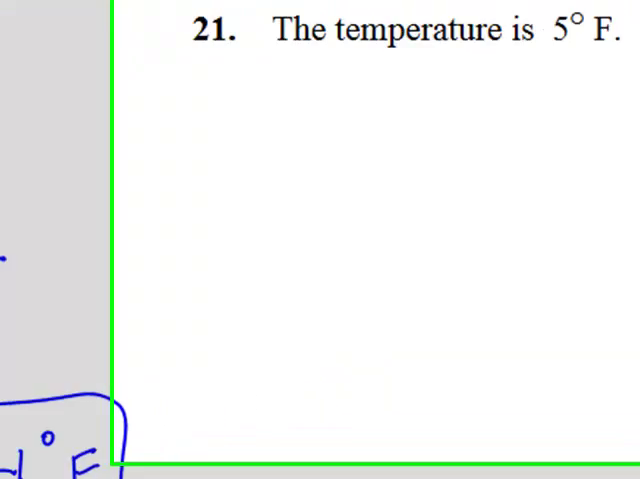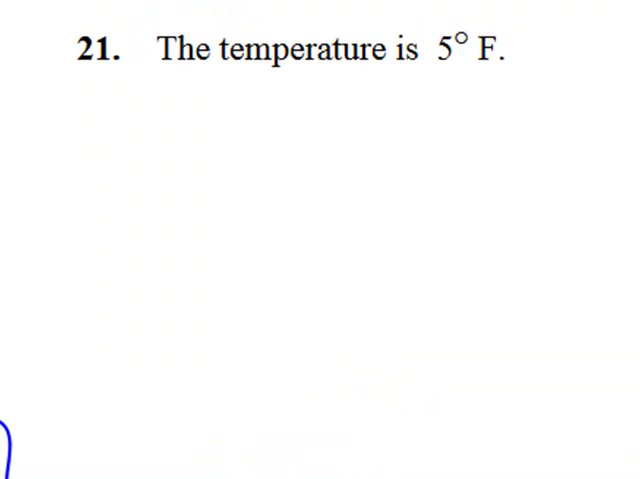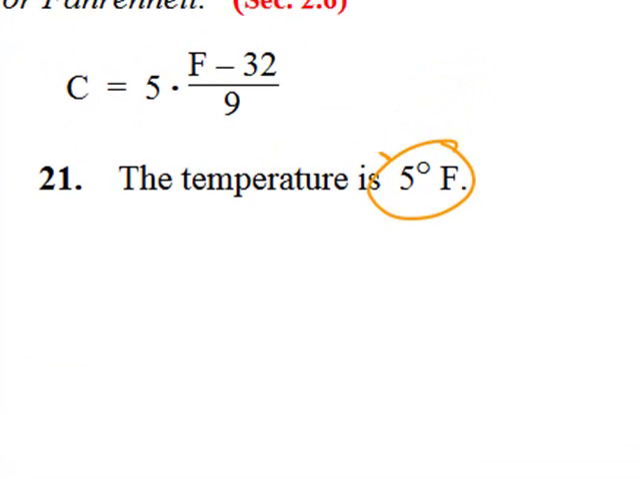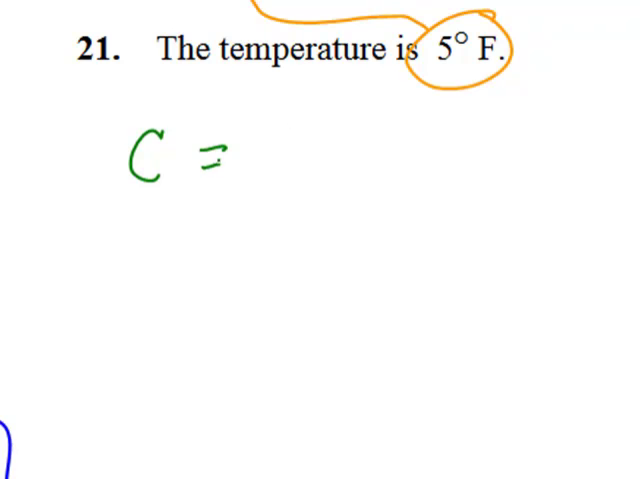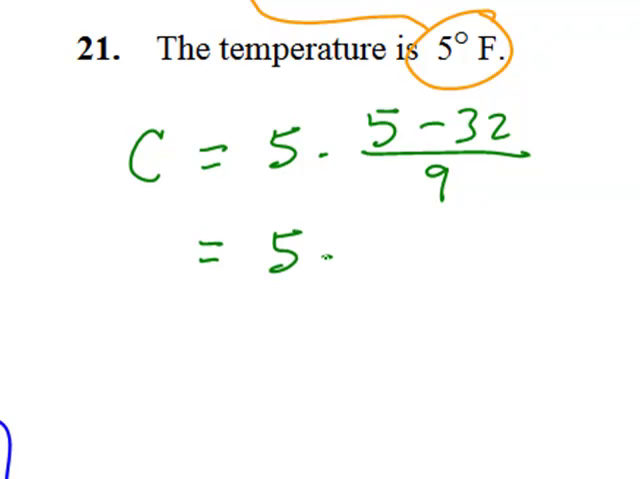Number 21 says the temperature is 5 degrees Fahrenheit. This is an F value, and F fits right into the C equals formula. So we're now looking at C equals 5 times, we put 5 in for F, minus 32 divided by 9. 5 times, we'll do the numerator first. 5 minus 32 is a negative 27 divided by 9.